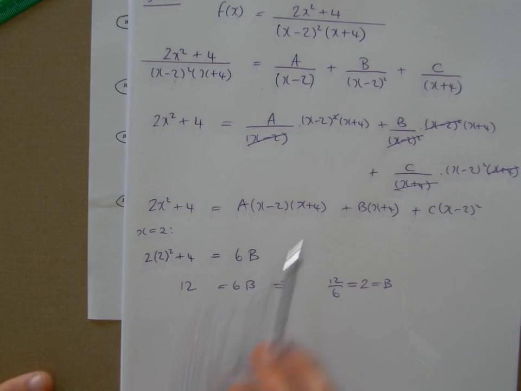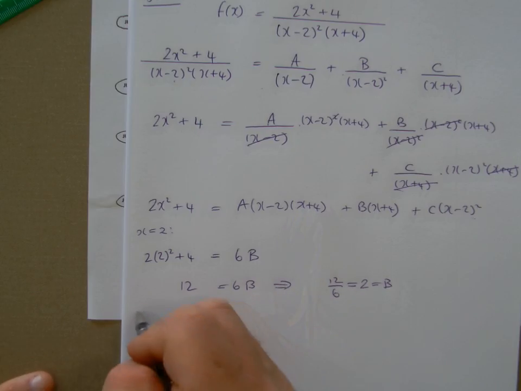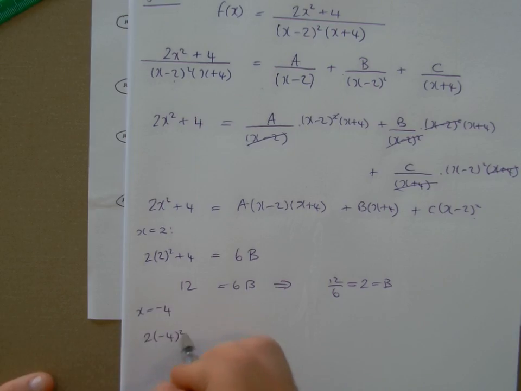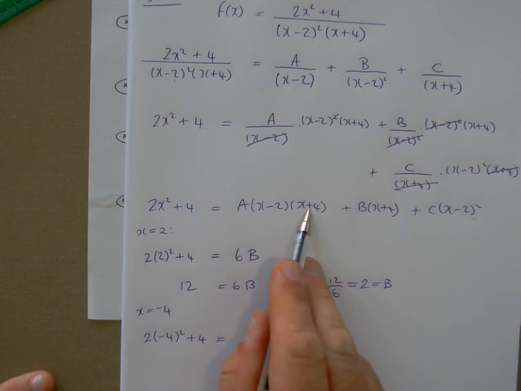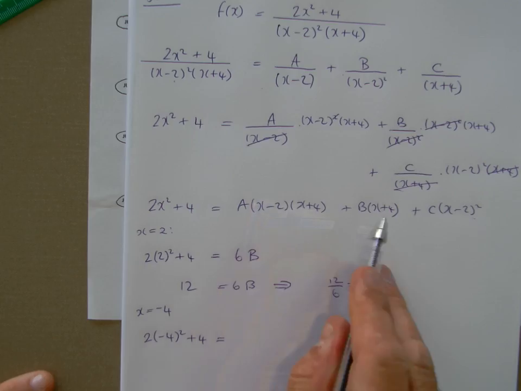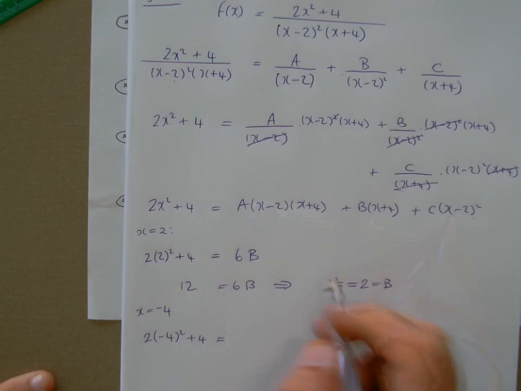Now, next value we could set x to equal would be minus 4. Because if I set x equal to minus 4, do you see that will go? So 2 times minus 4 all squared plus 4. And again, put minus 4 in there. That will go as well, won't it? That will disappear. Minus 4 plus 4 is 0. So that whole thing goes. That goes. Put minus 4 in there.